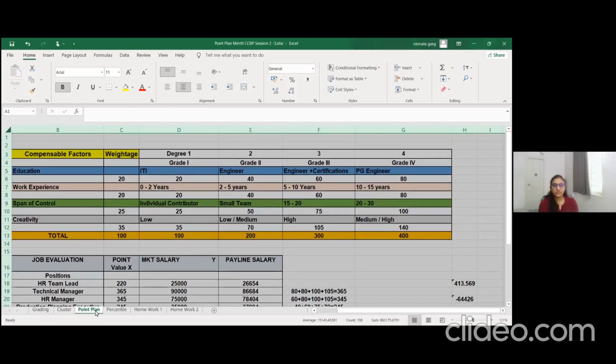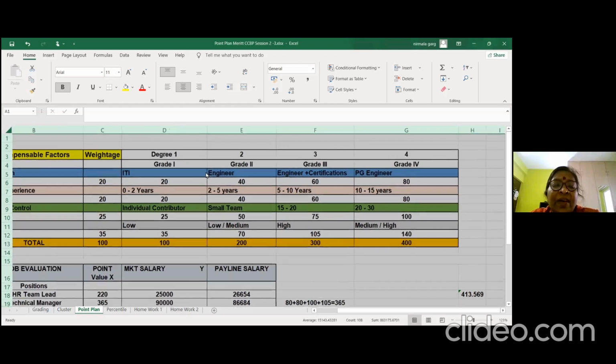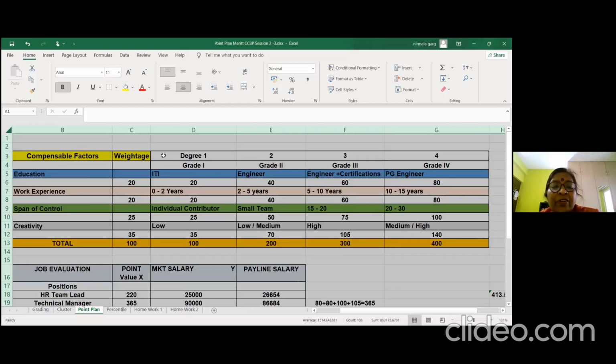Give weightage to each compensable factor. No, before you give weightage, first of all, I have to decide how many degrees I will have. I can have 3 degrees, I can have 4 degrees, but typically in a point plan, you should not have more than 6 to 8 degrees. Now, can you see the degrees I have given here?